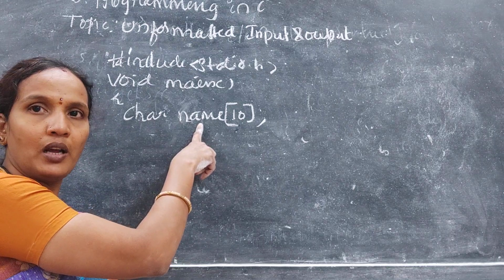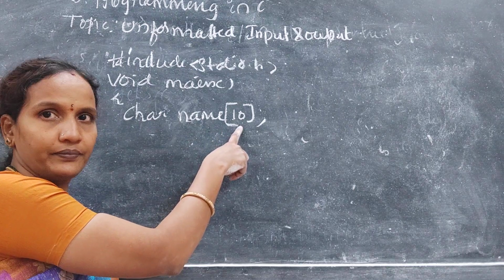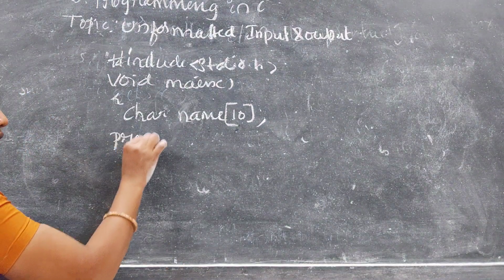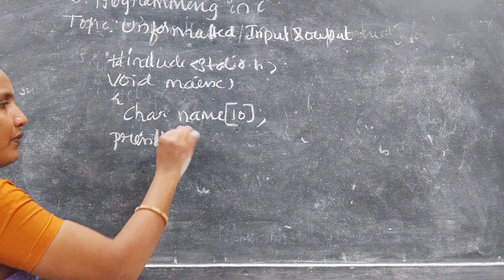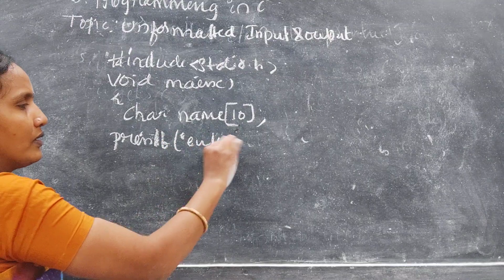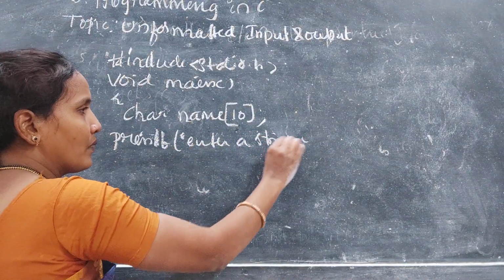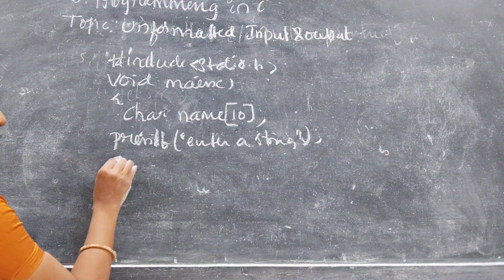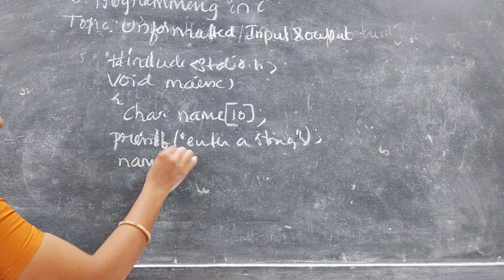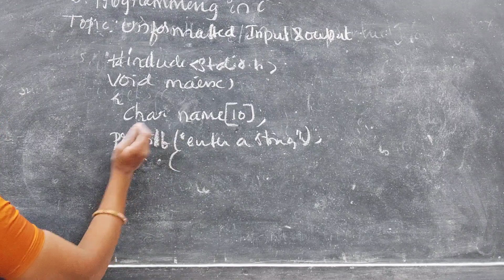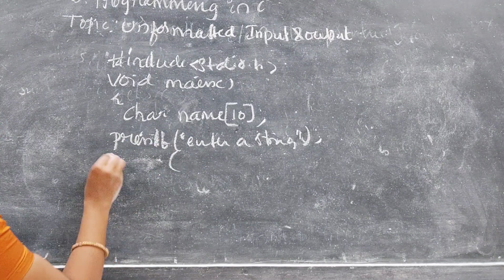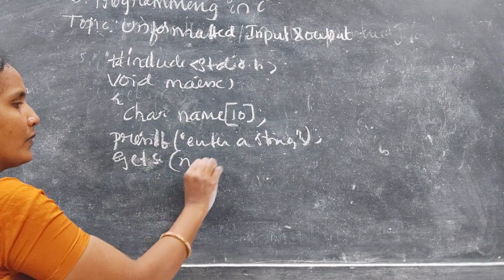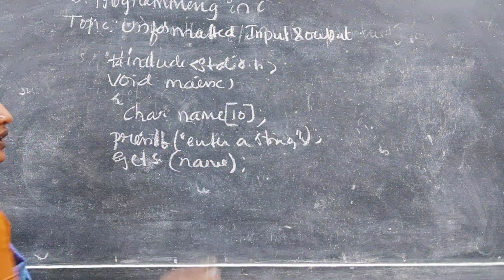In this variable how many characters are you storing? 10. Okay, and next printf, what I am giving is printf "Enter a string". So the user will enter the string. Then name equals, inside is the function. What is the function? It is gets(name). So whatever the user gives is stored in name.